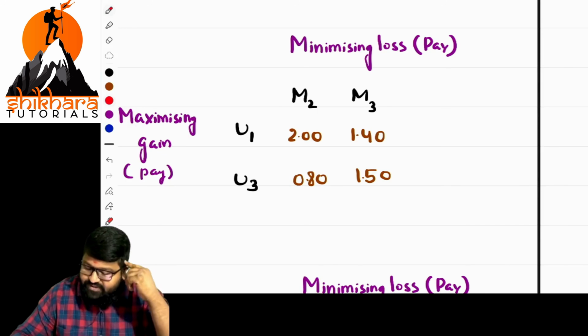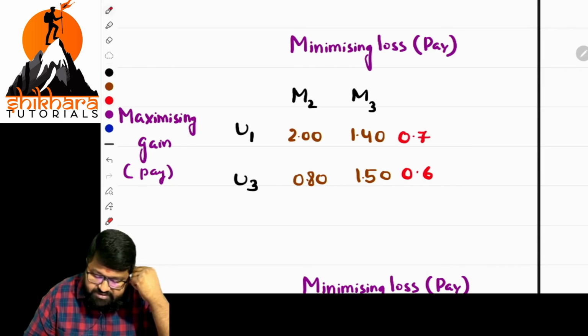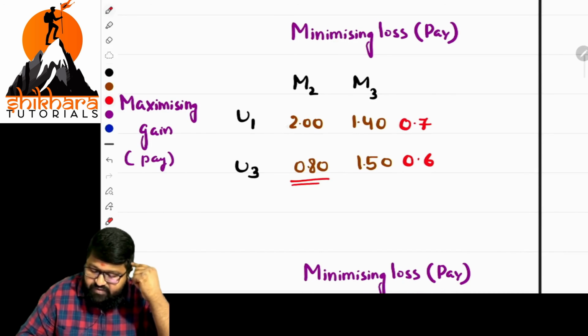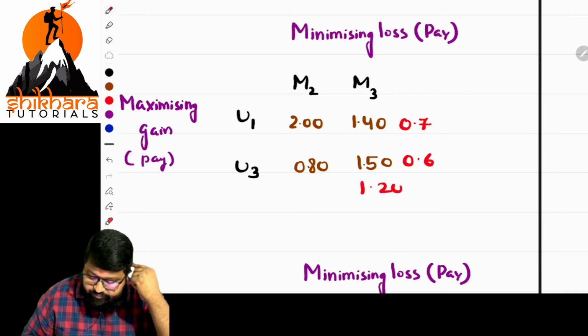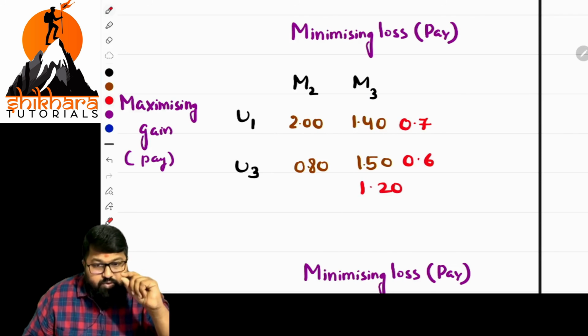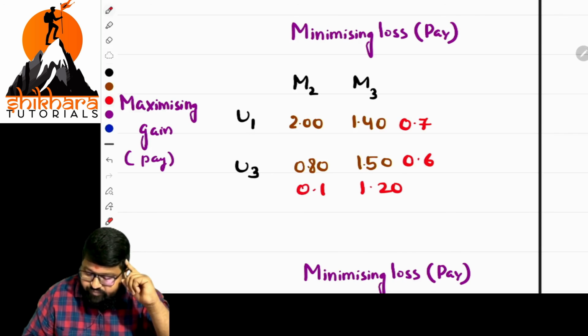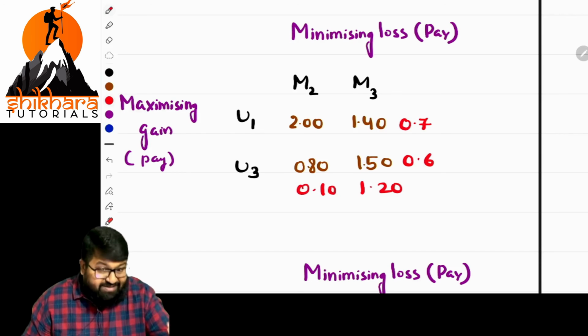Shall we? Yes, sir. So, what is the difference between these two values, ma? 0.6, that is mentioned here. What is the difference between these two values, ma? 0.7, it is mentioned here. And what is the difference between these two values? That is 1.2, it is mentioned here. What is the difference between these two values, ma? 0.10 mentioned here. Now we are done with the first basic step.